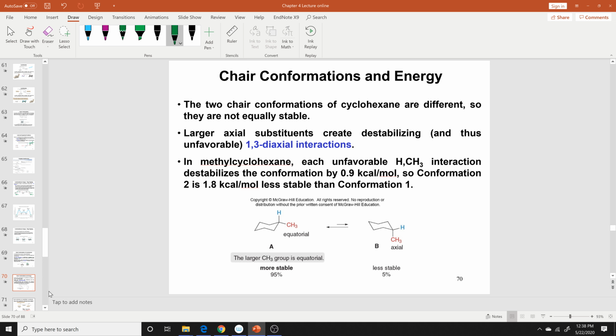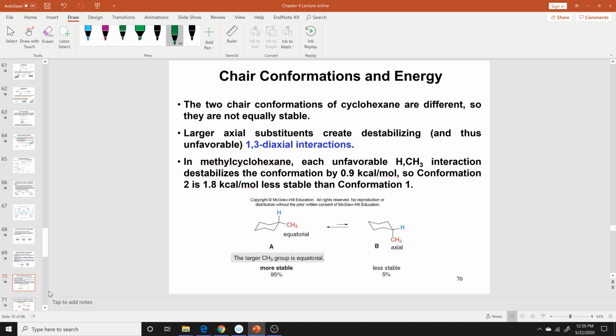So the 2 chair conformations of cyclohexanes are different. There's a big difference between conformer 1 and conformer 2. Sometimes they are not equally stable. So we're going to check the stability of these chair conformations based on the groups that are on the chair conformation. Just one thing that I want you to pay attention to.